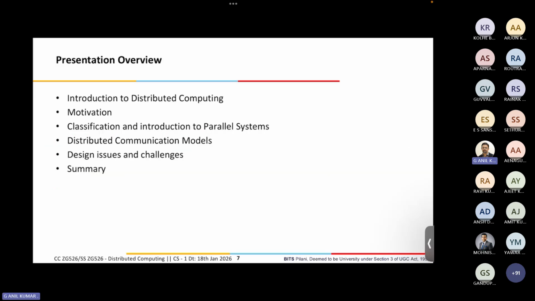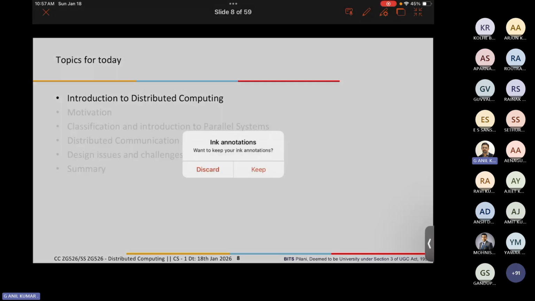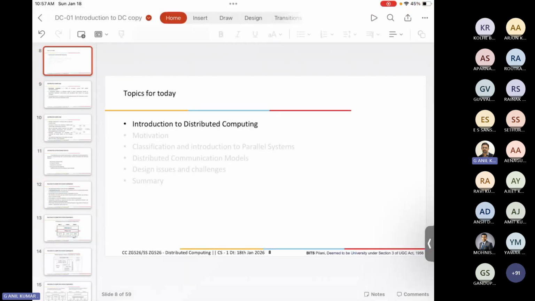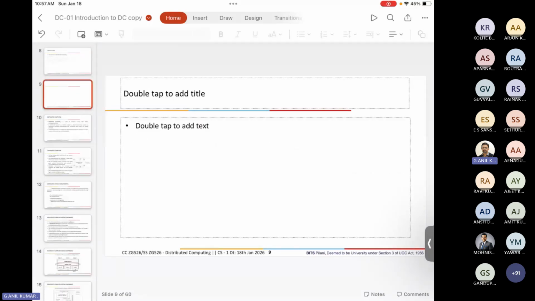So these are the topics that we'll be looking at. So let's get into the first topic, introduction to distributed computing. Before I get into this introduction, I'd like to understand from you people, what is your understanding or what is the context that you have about what distribution is? Any idea? What is the distribution?